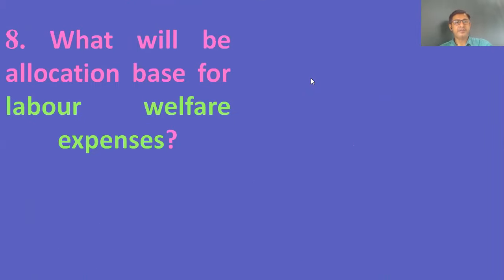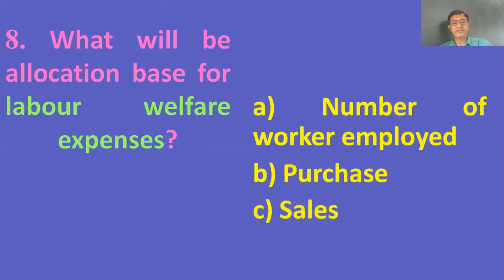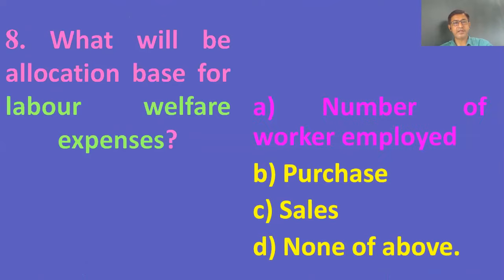Point 8, MCQ number 8. What will be the allocation base for labor welfare expenses? Again, labor welfare expenses, labor workers. So let's have the options. Option A is number of workers employed, purchase, sales, or it may be none of the above. The answer is very simple. It is very clear to us from the topic, from the heading. Labor welfare expenses will be allocated on the basis of number of workers employed. Option A is the right answer.